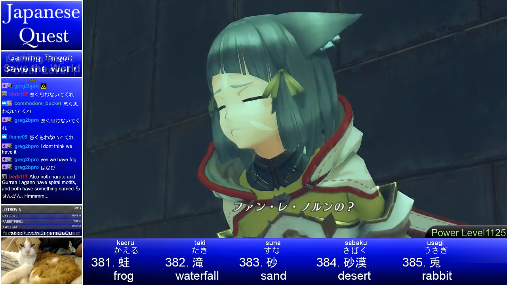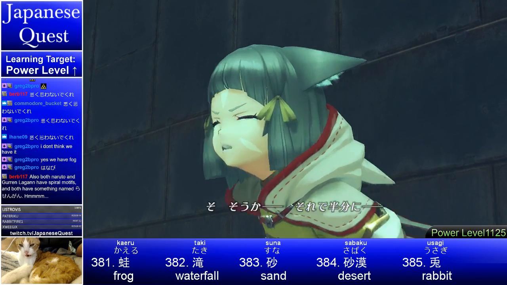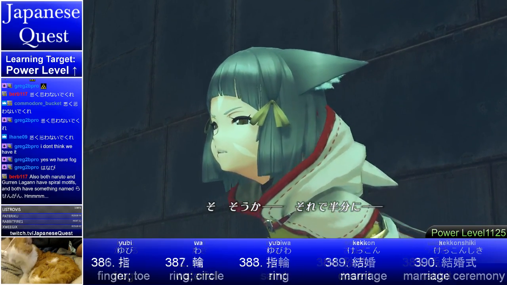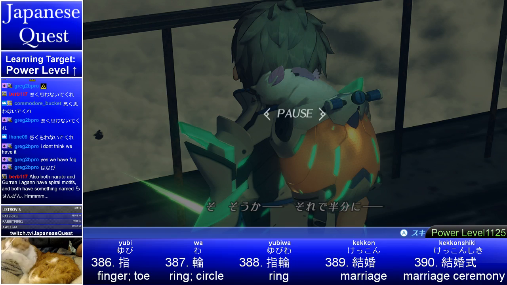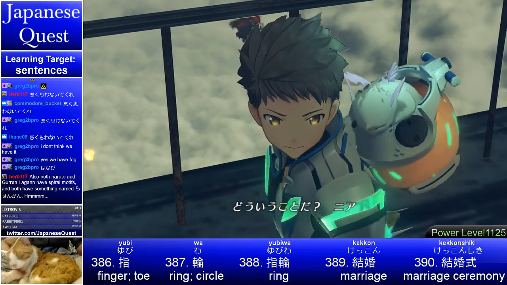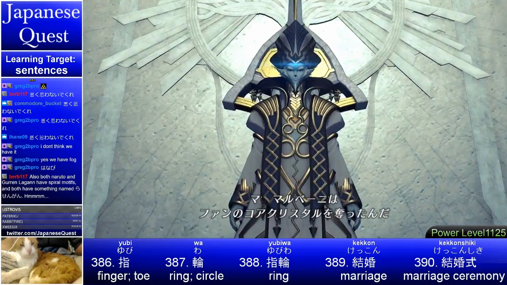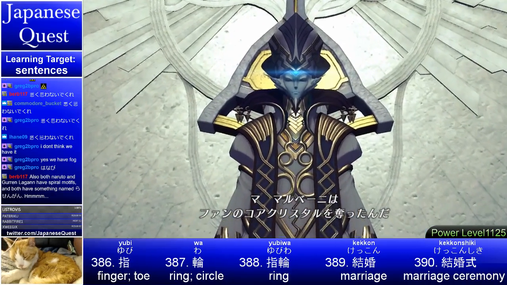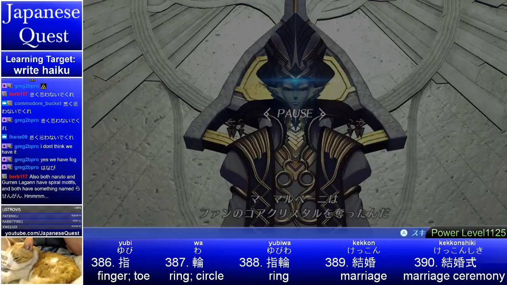Yosh. So he has like half of her crystal, I guess? So what is it, Nia? So Marubeni, he stole her core crystal.